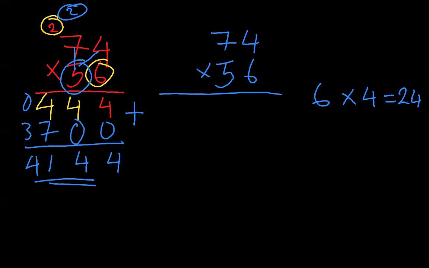All right. Then I take the same 6, the multiplier. Now the 7 up here is in the tens place value. So that gives me 6 multiplied by 7 tens, which is 70. And that gives me 420.